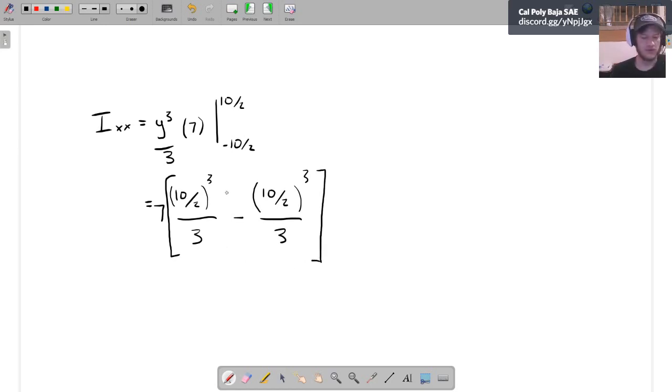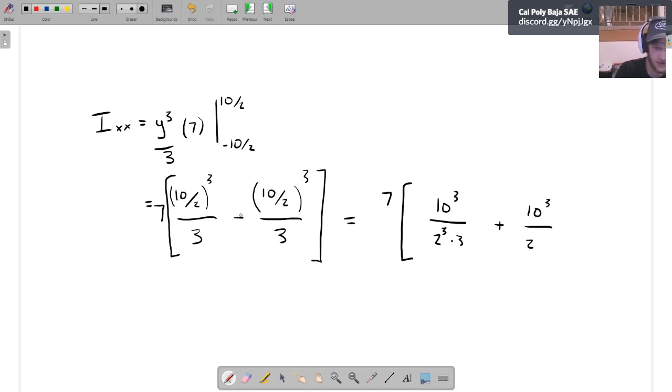And what this will do is this means that we can rewrite this as 7 times 10 cubed over 2 cubed times 3 minus 10 cubed over, oh sorry, that should be plus, right? Because we're subtracting a negative. Well, I guess that one would stay. So that becomes 10 plus 10 times 2 cubed times 3.